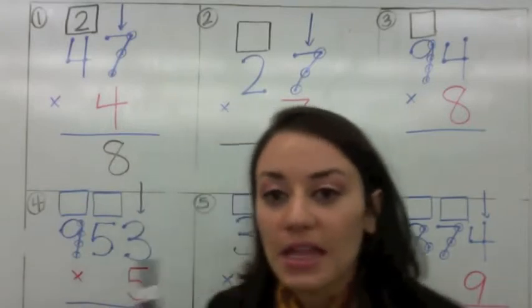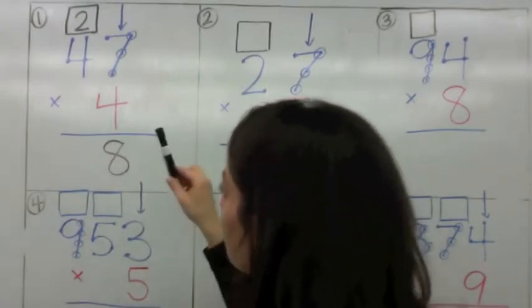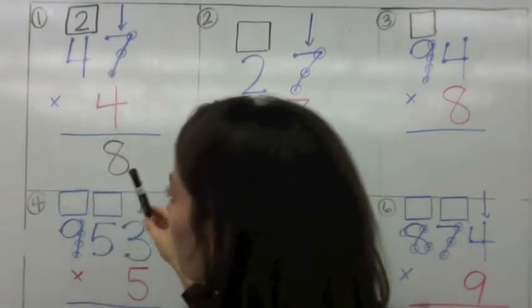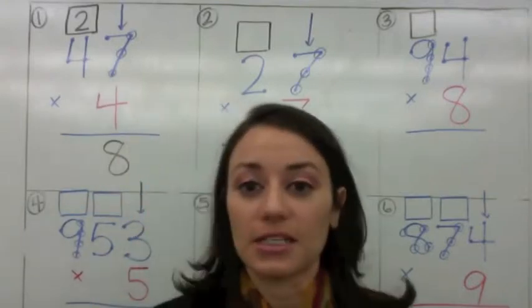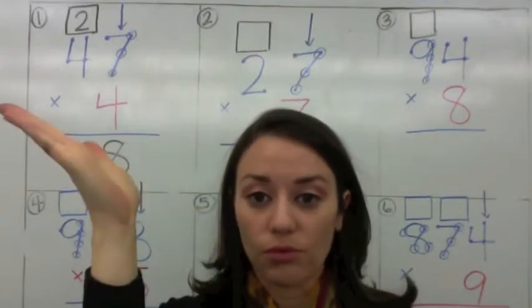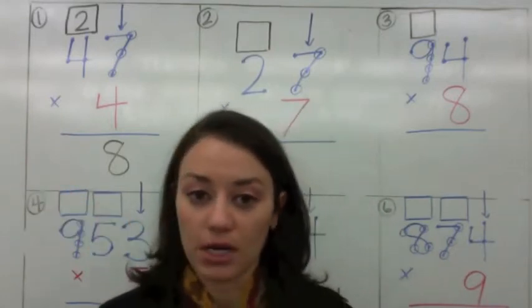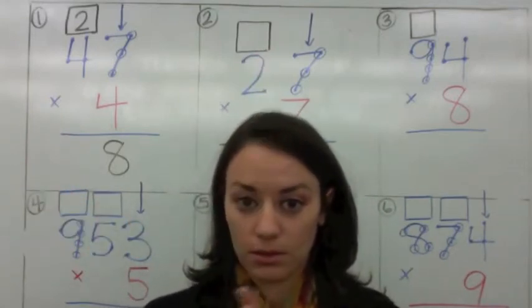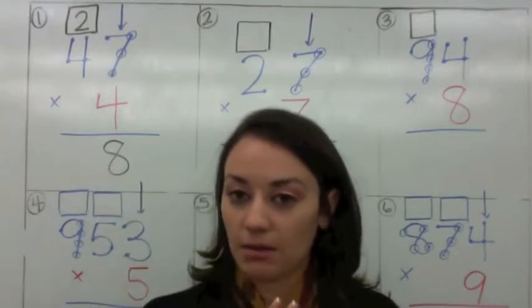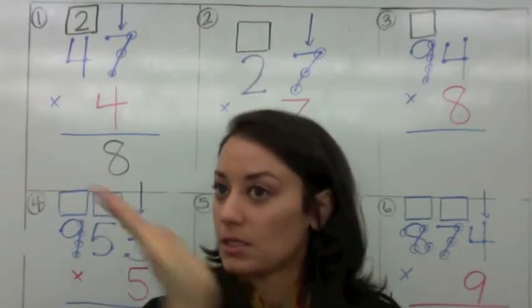All right? Then what you're going to do is you're going to multiply diagonally. It's like you're going to go up and over, just like this. This is ones, tens. Go ahead and do this with me with your hand. Ready? Ones, diagonal, tens. Again, ones, tens.